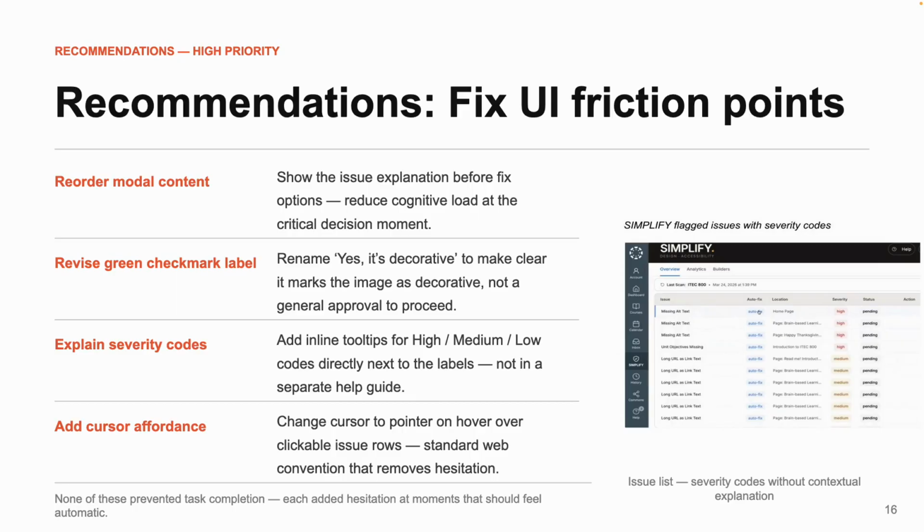These are all targeted, low-effort changes that don't touch any core workflow. They don't change task success rates, which are already at 100%, but they'll reduce the hesitation that accumulates into lower SUS scores over time.